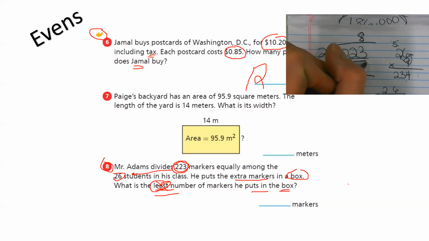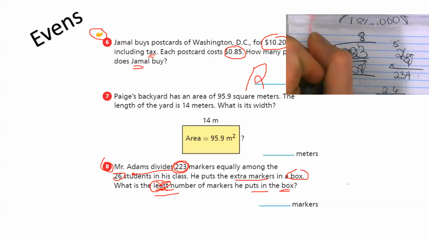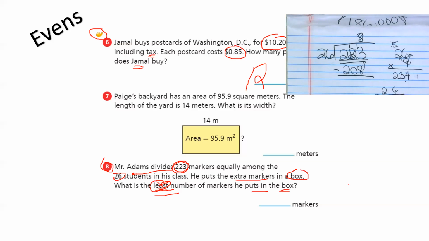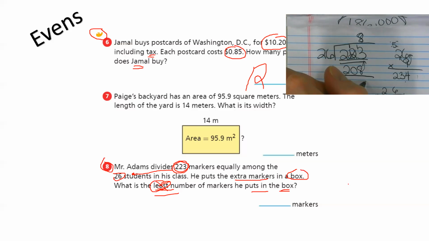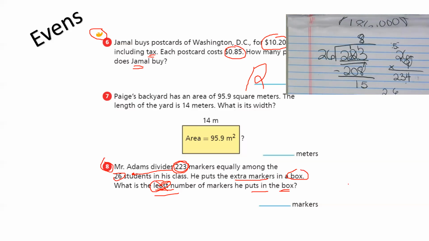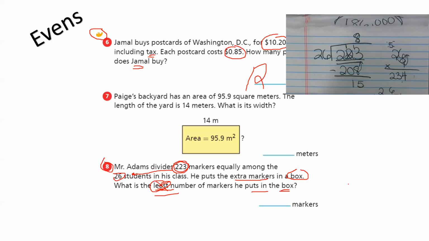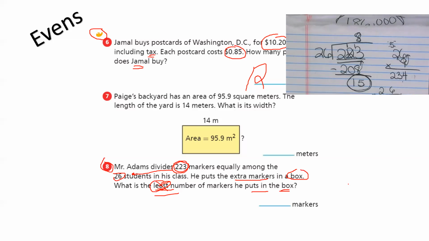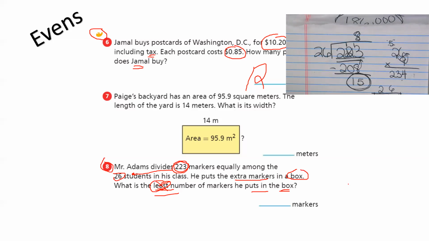When I take 8 from 3, it's illegal, so I have to borrow. 13 minus 8 is 5. 1 minus nothing is 1. There's 15 left over. 15 markers left over. So what is the smallest amount? The answer is 15. 15 is your answer right there.